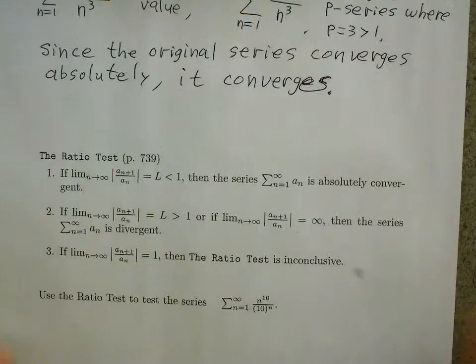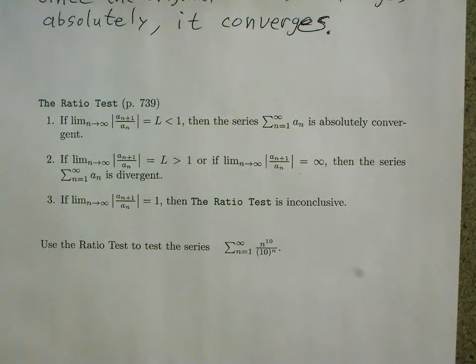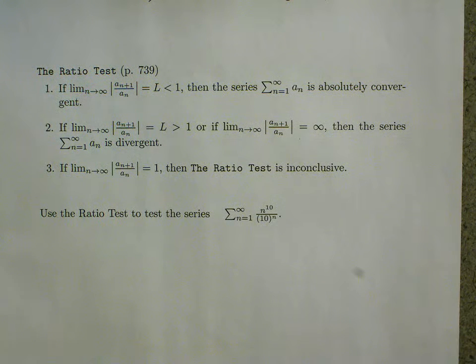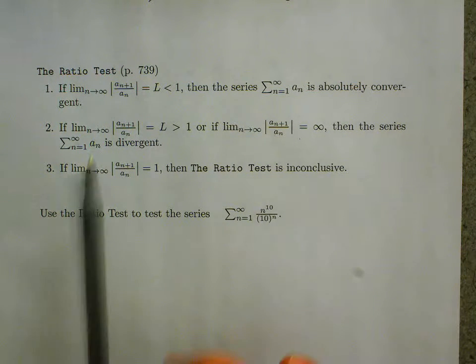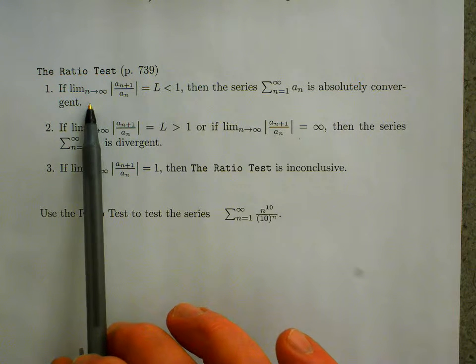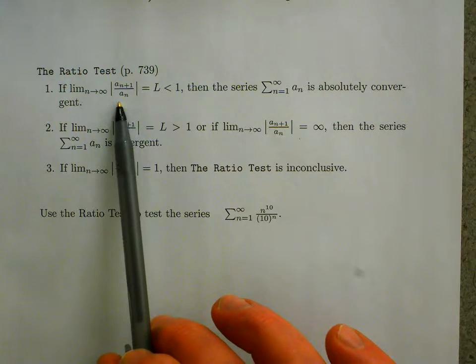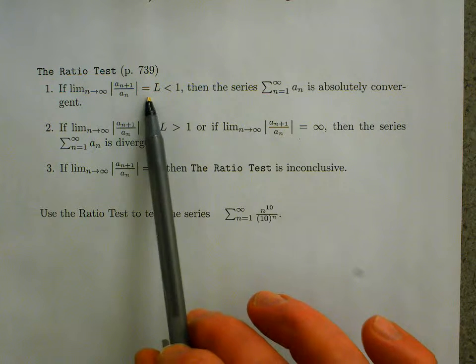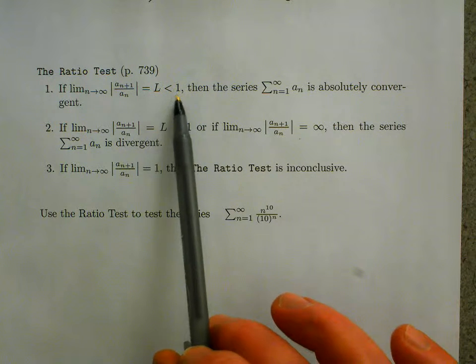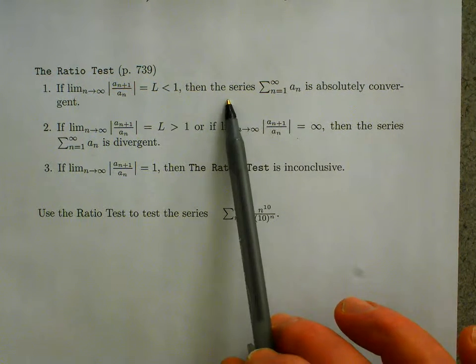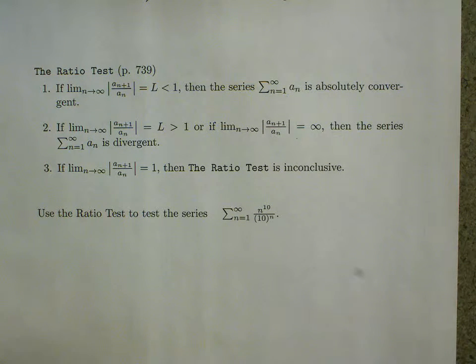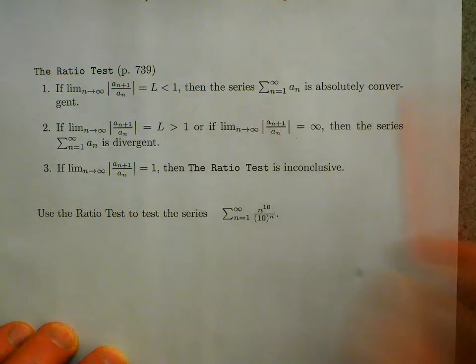Okay, the next test is the ratio test. So this one says if the limit as n approaches infinity of the absolute value of a sub n plus 1 divided by a sub n, if that limit exists and is less than 1, then the series of the a sub n terms is absolutely convergent. And if the series is absolutely convergent, then it's convergent.